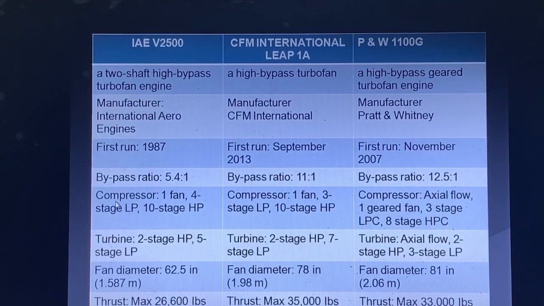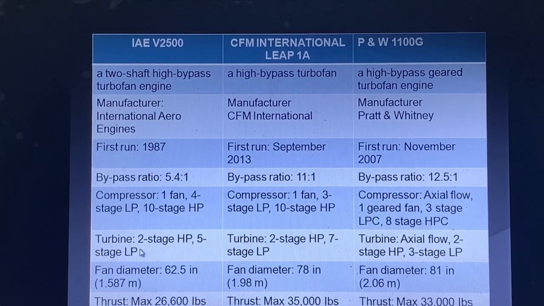Next, let's talk about the compression of these engines. The compressor of the IAE V2500 engine has one fan, a 4-stage low pressure compressor and a 10-stage high pressure compressor. In the case of the CFM International Leap 1A engine, the compressor has one fan, a 3-stage low pressure compressor and a 10-stage high pressure compressor. In the case of the Pratt & Whitney engines, the compressor has one geared fan employing the FDGS, that is the fan drive gear system, a 3-stage low pressure compressor and an 8-stage high pressure compressor. All these types of compressors are of axial flow type.